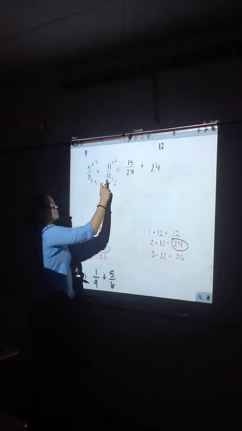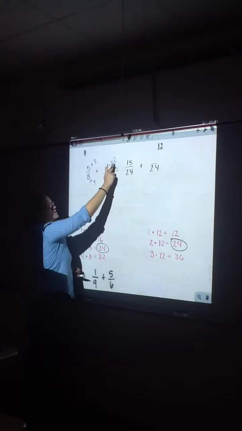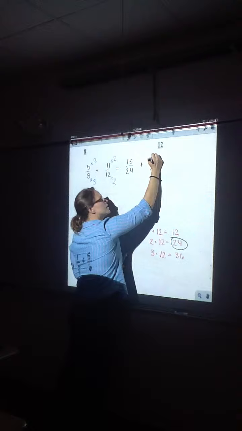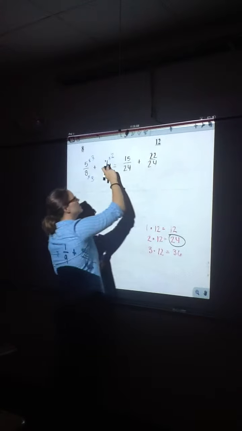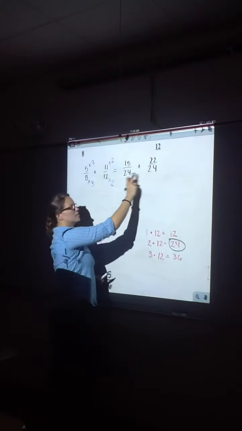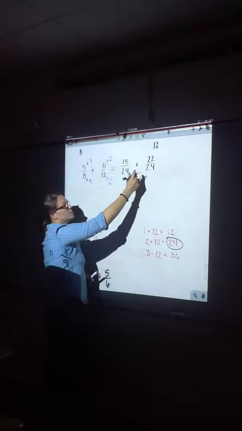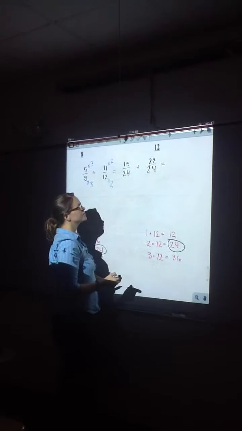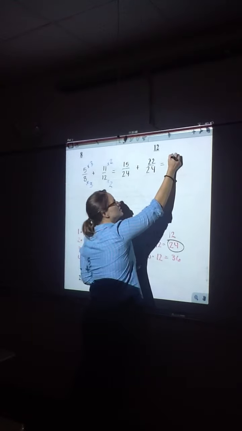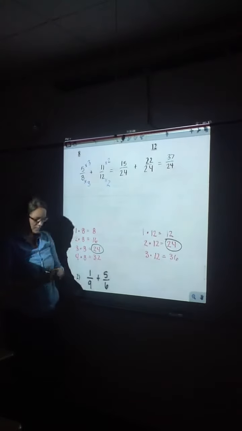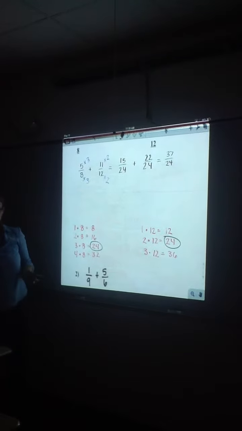If we're going to multiply the bottom of this fraction by 2, we also have to multiply the top of this fraction by 2. 11 times 2 is 22. Now we have two fractions with a common denominator, and we can add these. 15 plus 22, 37 over 24. Okay, let's do another one.